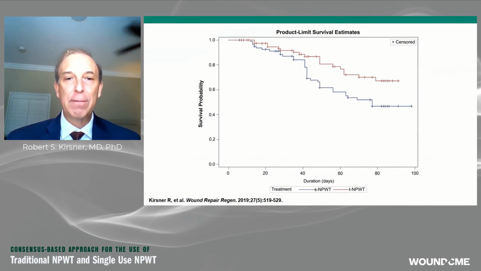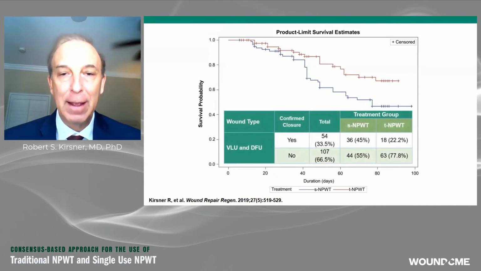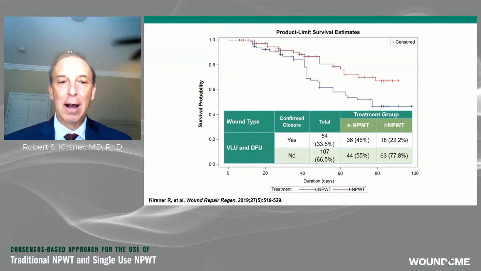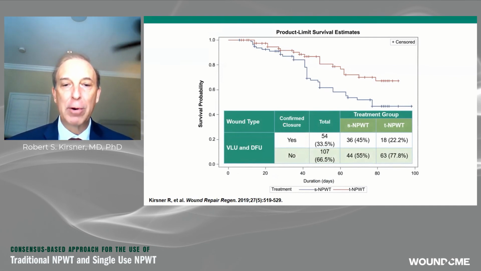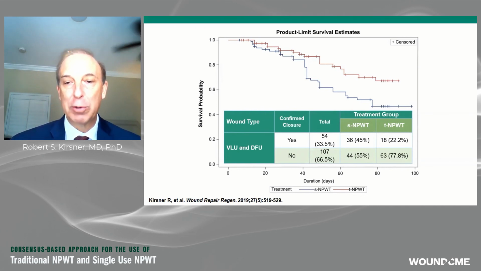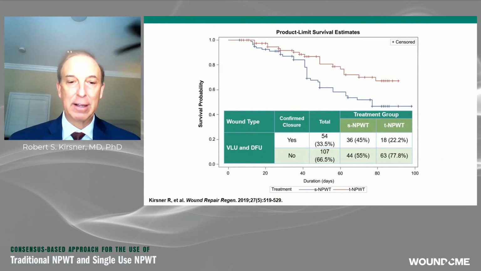And what you can see from this is that there's a greater reduction in the size of the wound. And once again, with regard to pure numbers, overall, you can see that 45% of patients healed completely with a single-use negative pressure device, compared to 22% with the traditional negative pressure device, also a statistically significant outcome.